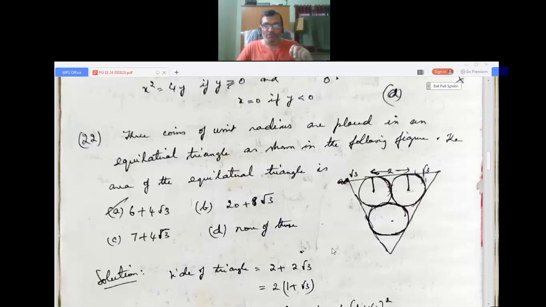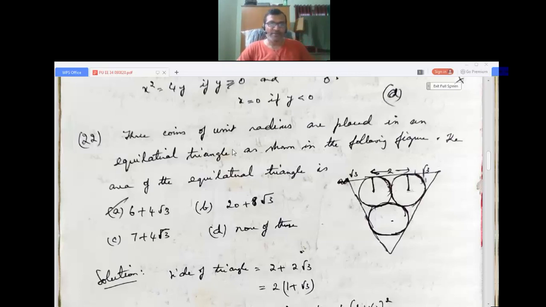Because from an external point, the tangents drawn are equal. All this comes from the basics, from geometry and trigonometry. And this is 2 because the radius is unit radius, so 1 plus 1, 2, like that. So that is the explanation of this diagram.